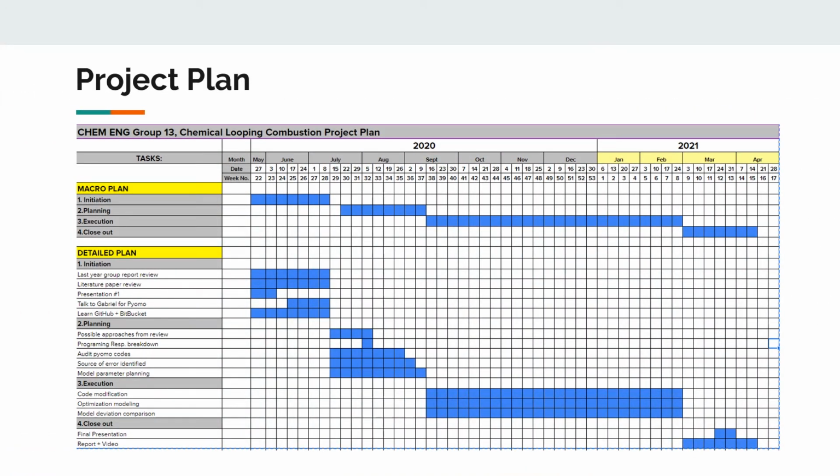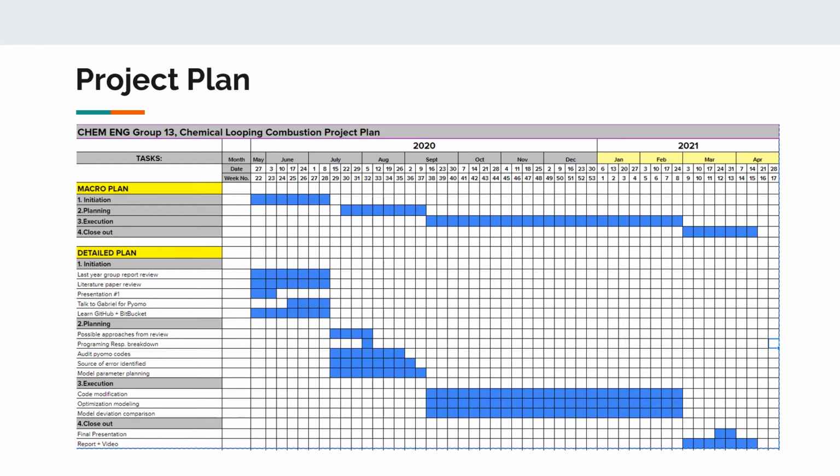We'll have 4 main stages: initiation, planning, execution, and closeout. For the first phase, we will review last year's group report and then all the relevant literature review. These will take place between May and the second week of July. Then we will sync with our supervisor and then learn the necessary engineering tools required for this project.